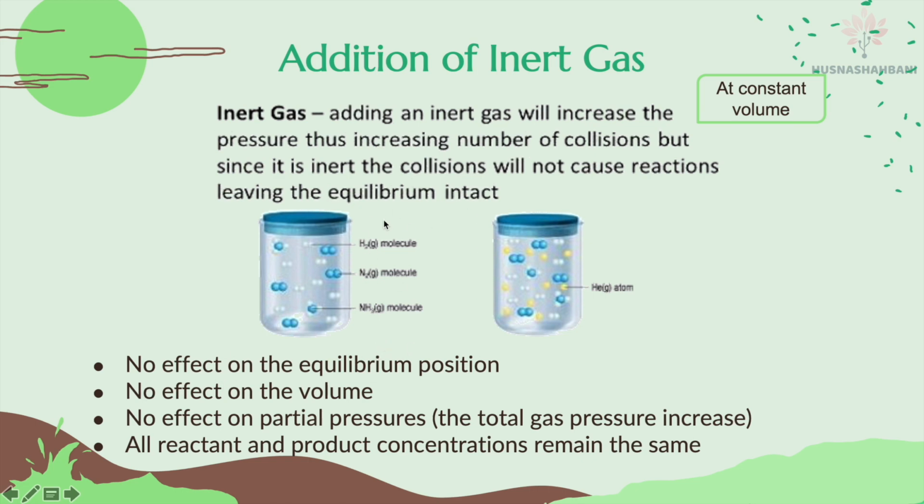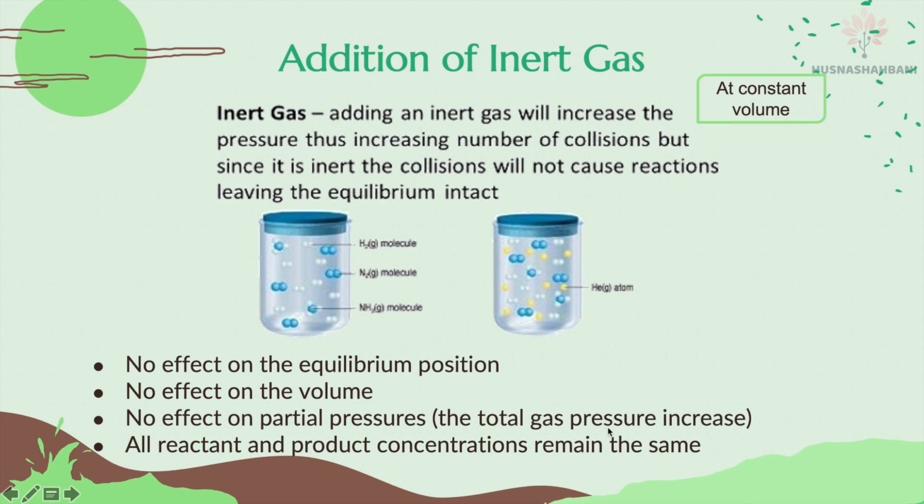Even though you add the inert gas into the system, there will be no effect on the equilibrium position because this gas is inert. It doesn't react with any compound in the system. So no effect on the volume, no effect on the partial pressure. Partial pressure means the pressure of each compound of the system.